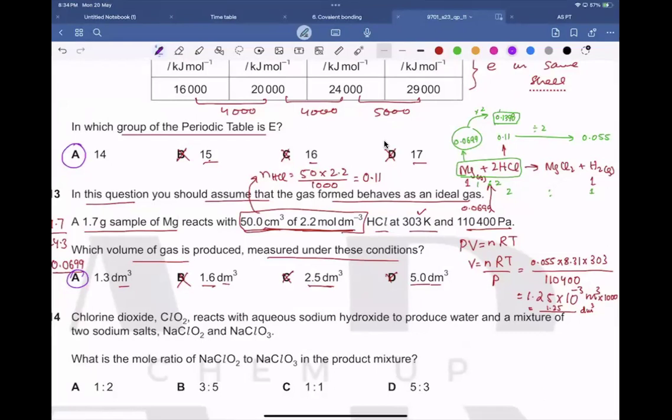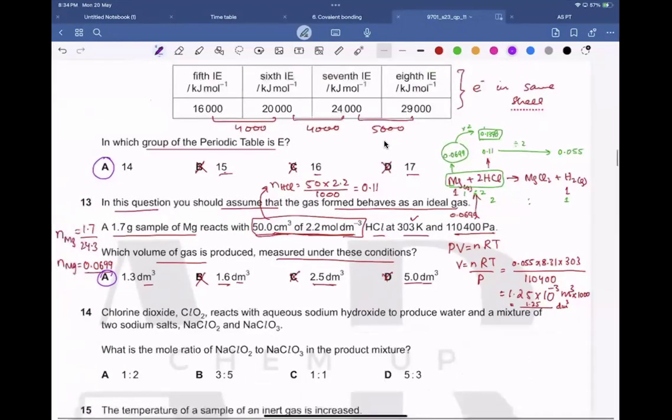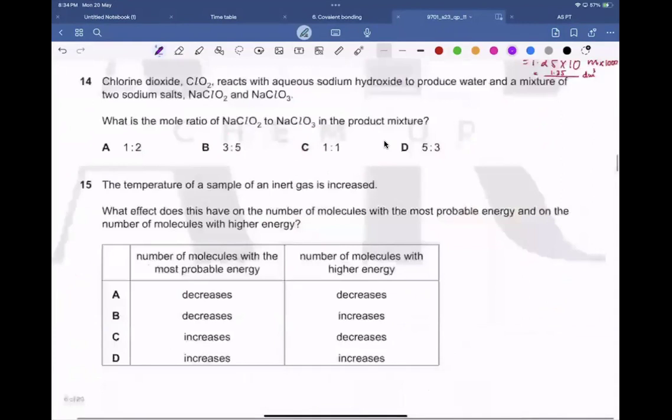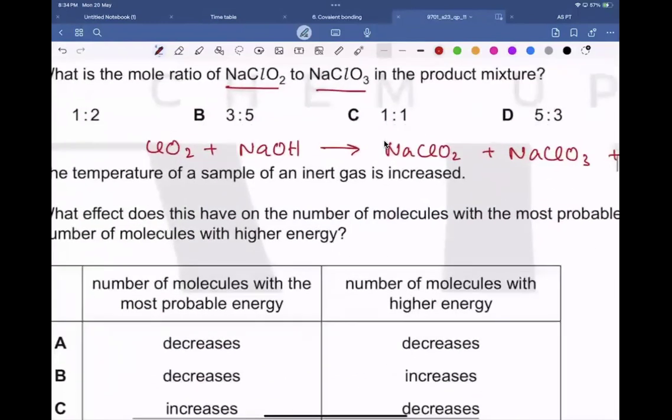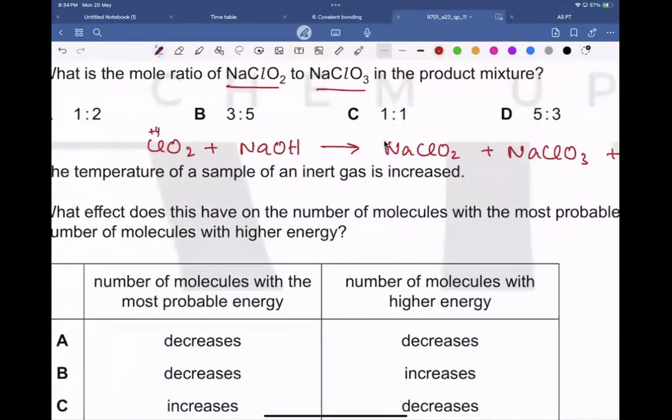Now, question number 14. Chlorine dioxide reacts with aqueous sodium hydroxide to produce water and a mixture of two salts, NaClO2 and NaClO3. What is the mole ratio of NaClO2 and NaClO3 in the product mixture? So for that, you have to make the equation. So let's have ClO2 reacts with sodium hydroxide to produce NaClO2, NaClO3 plus H2O. Now, if you see over here, this chlorine has an oxidation number of +4. This chlorine has an oxidation number of +3, and this chlorine has an oxidation number of +5.